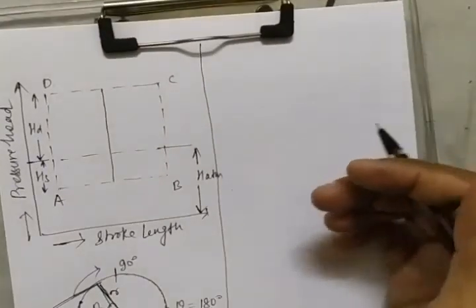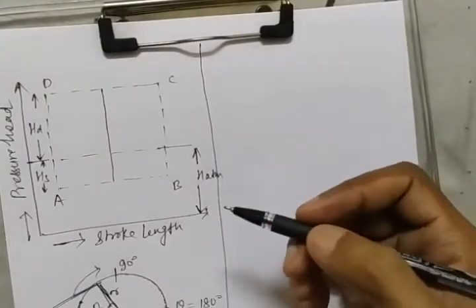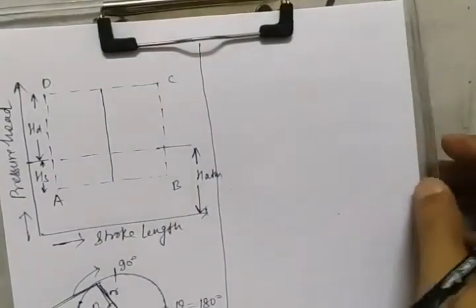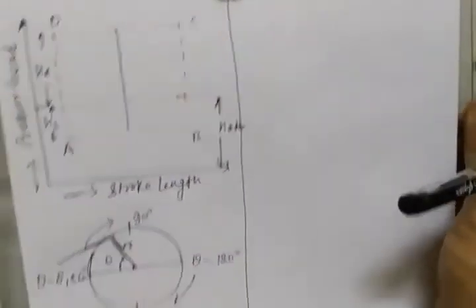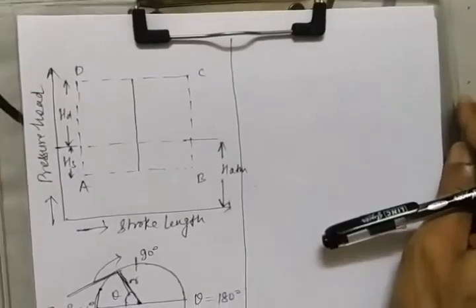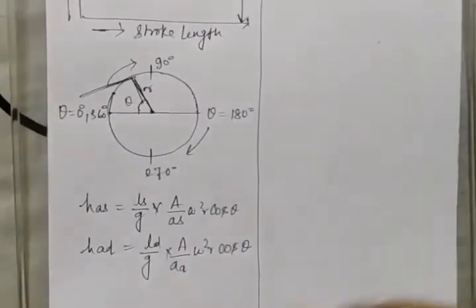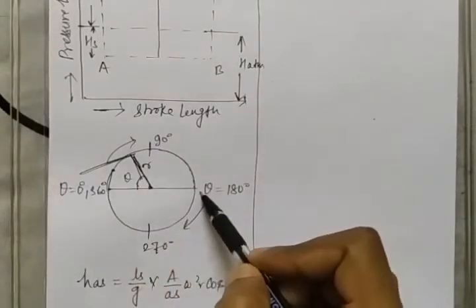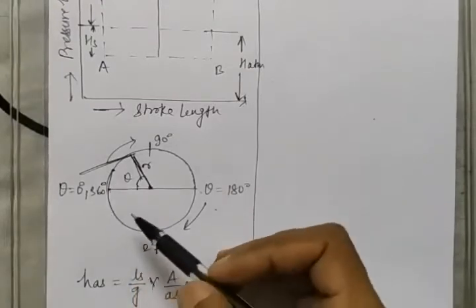that how this affects the ideal diagram and what could be the real diagram due to the effect of the acceleration in suction and delivery pipes. So guys, just see here. Here we will divide this into two parts, first the suction part and second the delivery part. So if it starts with the suction part, then theta 0 to 180 degree it will be suction, and 180 degree to 360 degree it will be delivery.